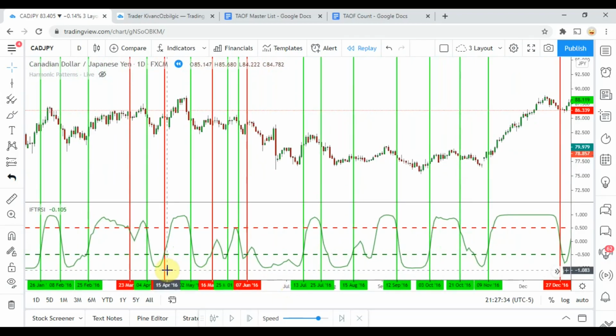So let's go ahead and add these up and see what we got out of it. So 1, 2, 3, 4, 5, 6, 7, 8, 9, 10, 11, 12, 13, 14, 15, 16, 17, 18, and 19. So we have 19 signals altogether, and we have 1, 2, 3, 4, 5, 6, 7, 8, 9, 10, 11, 12, 13, and 14. So we have 14 winning trades.